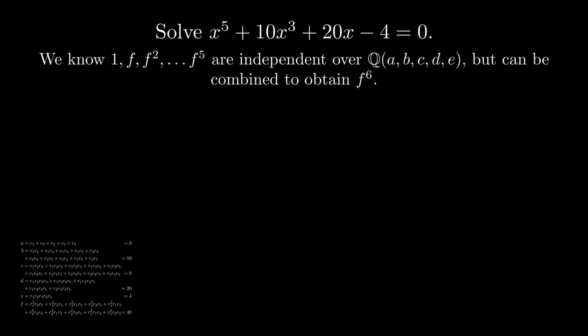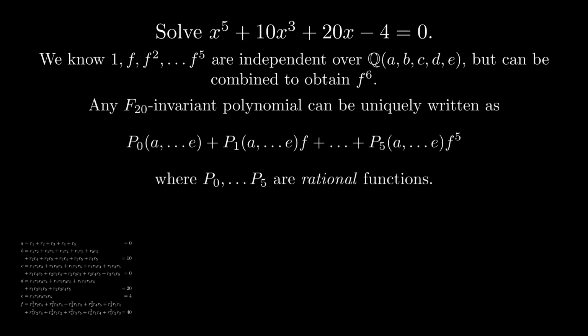F is fixed by F20 and nothing else, so the field it generates inside Q of R1 up to R5, along with A through E, must be the fixed field of F20, and hence everything in the field fixed by F20 is a rational function in A through F. Thus, we've shown everything we want is actually at most a degree 5 polynomial in F, with rational coefficients in A through E. We can't actually force P0 through P5 to be polynomials because the degrees of F grow too quickly and we miss a lot of stuff.